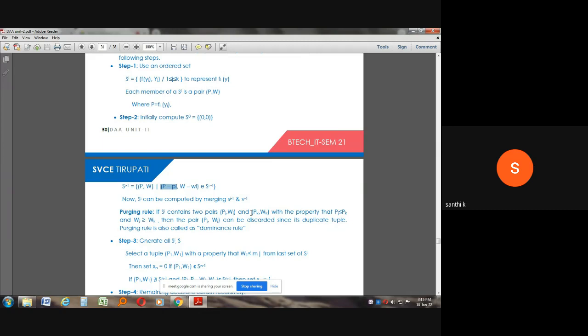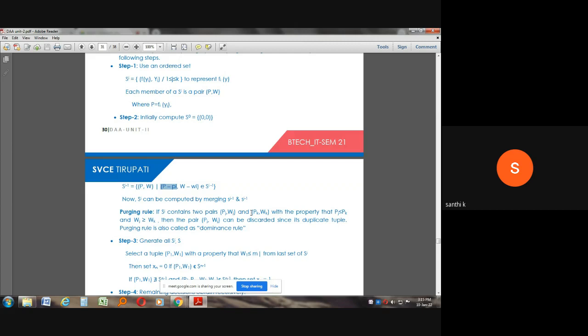First, we have to compute S power i, where i lies between 1 and n. Initially, we will start with S power 0, which is 0, 0. After that, we calculate S power 1, S power 2, and so on up to S power n.